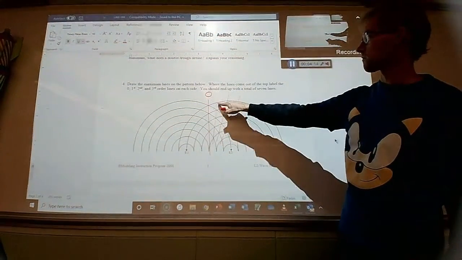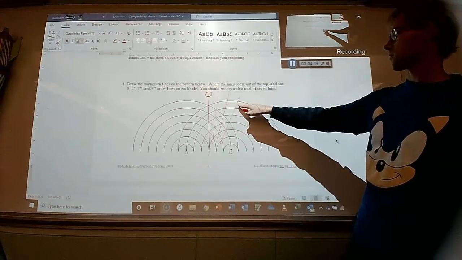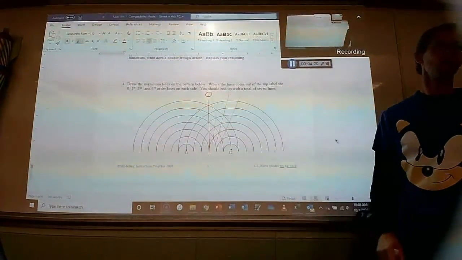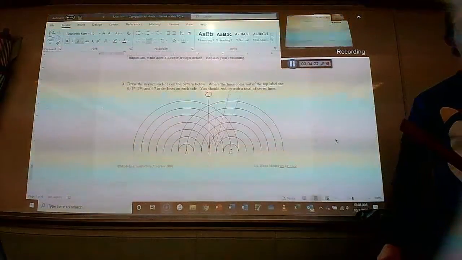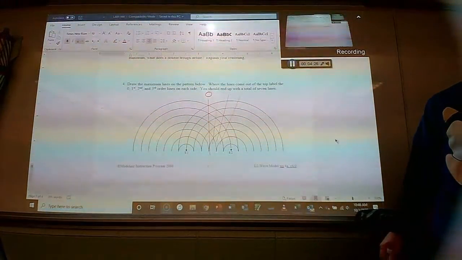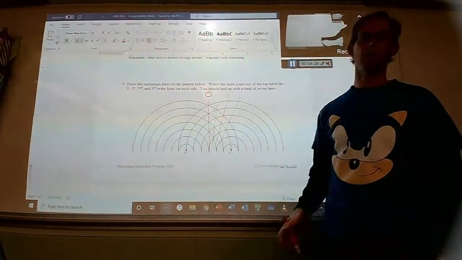So this would be the 1st order, 2nd order, 3rd order, and you'd have the exact same thing on the left side too. Yes? For a maximum line, yes. You'll always have one that goes right up the middle like that.